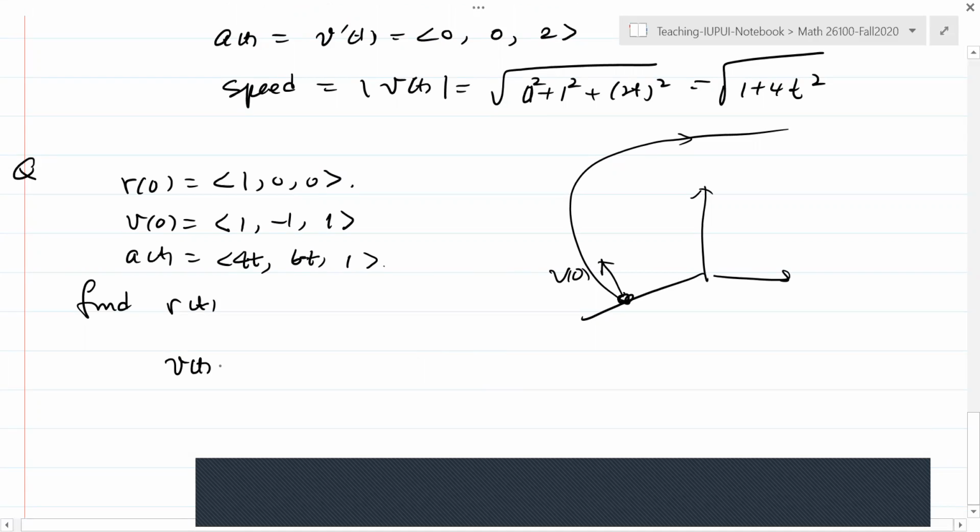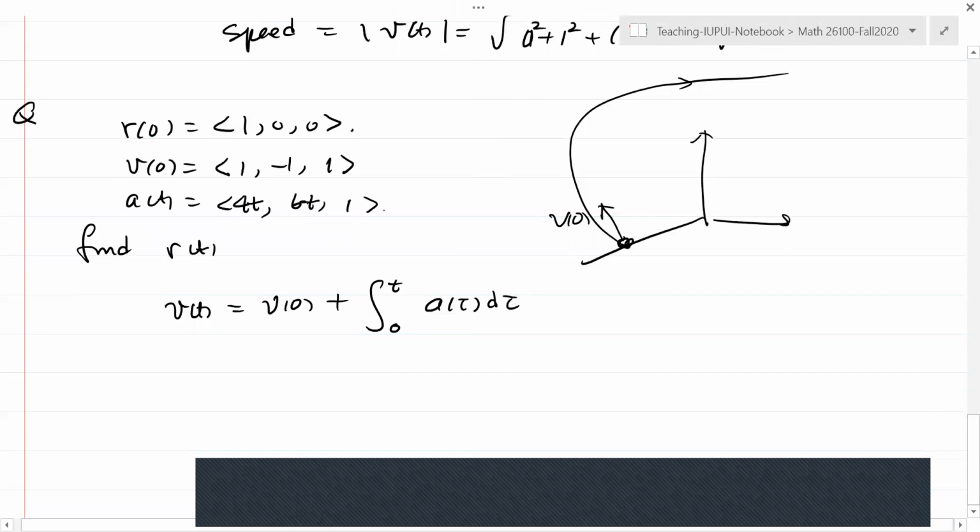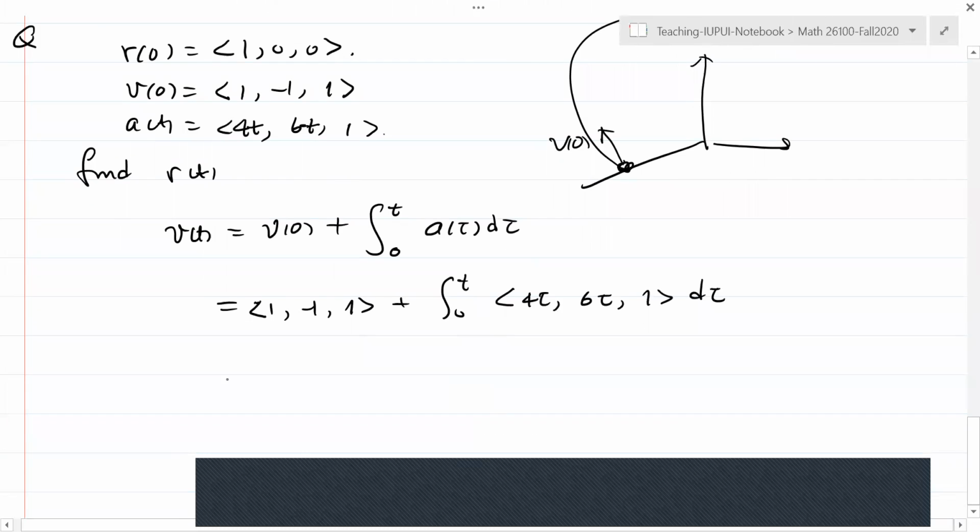So the velocity is going to be the initial velocity plus the integral from 0 to t of the acceleration, 4 tau, 6 tau, and 1, d tau. And then you just integrate each component. The antiderivative of the first component is 2 tau squared, this will be 3 tau squared, and this is tau, integrated between 0 and t.